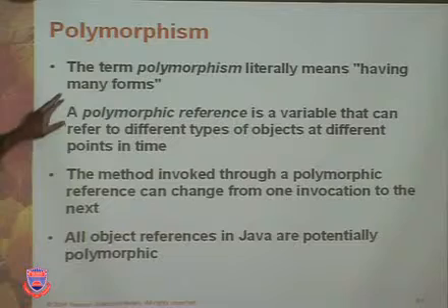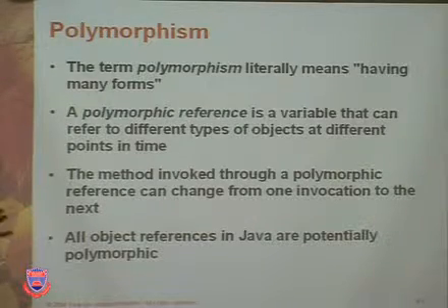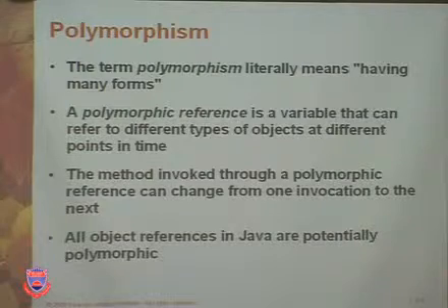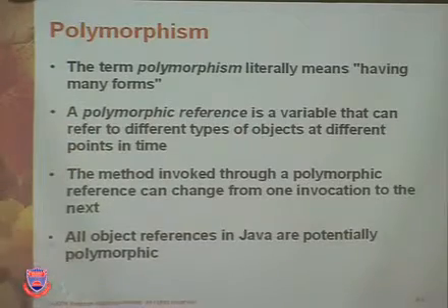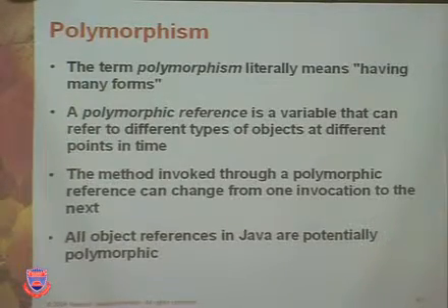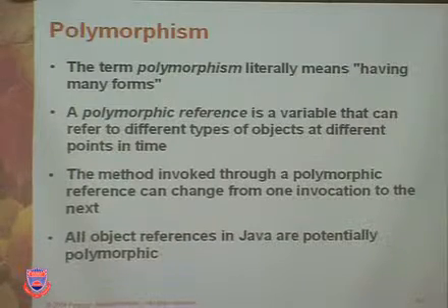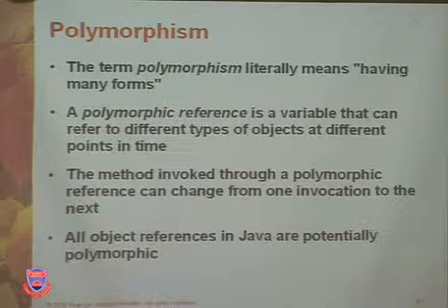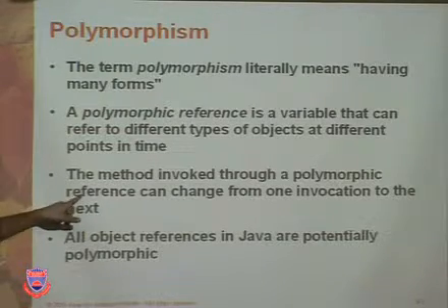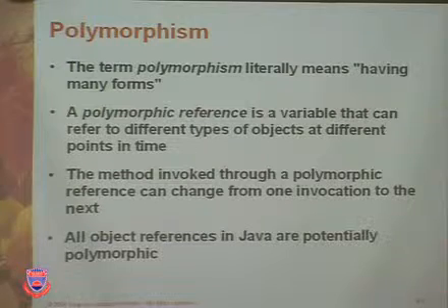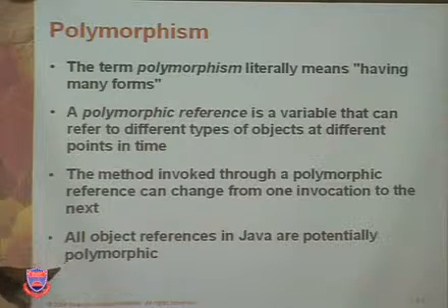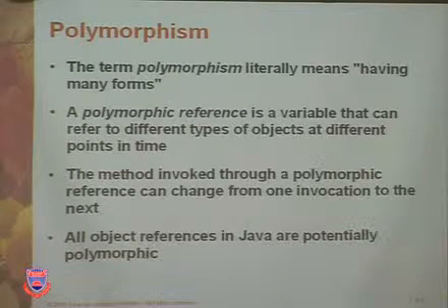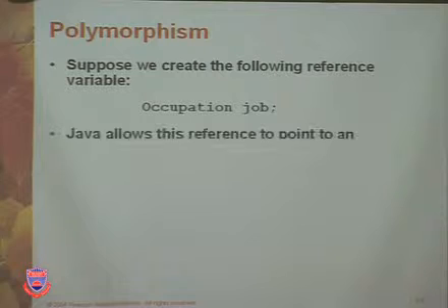So polymorphism literally means polymorphic, so it goes into different shapes, different kinds of forms. So it means many forms that it has. And a polymorphic reference is a variable which can have different implementations if you have a different object for the same method. And the method invoked through a polymorphic reference can change from one invocation to the next, and you need to look into the object that is calling the method. And all methods in Java are potentially polymorphic, so you have to see the execution at runtime. And again, I will have an example to make it more clear.